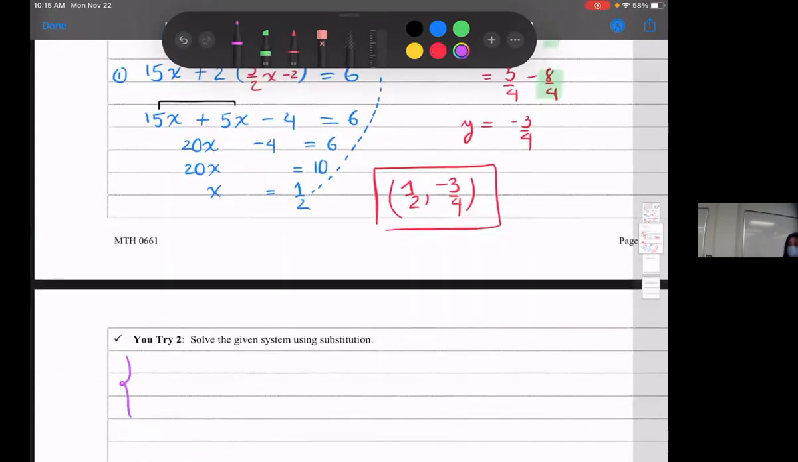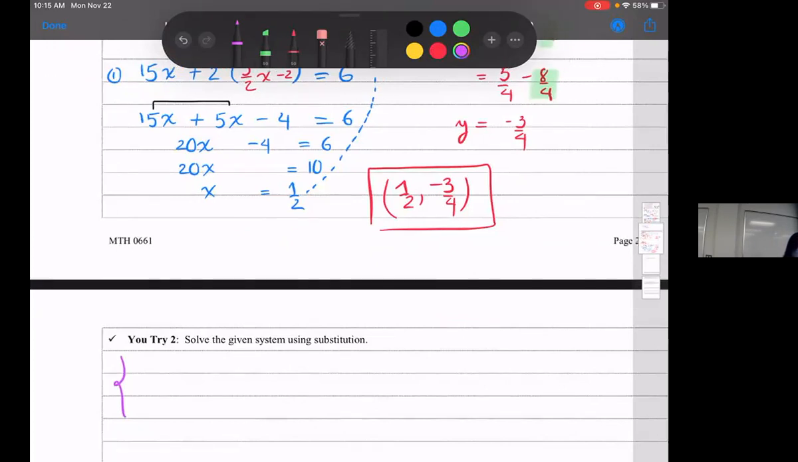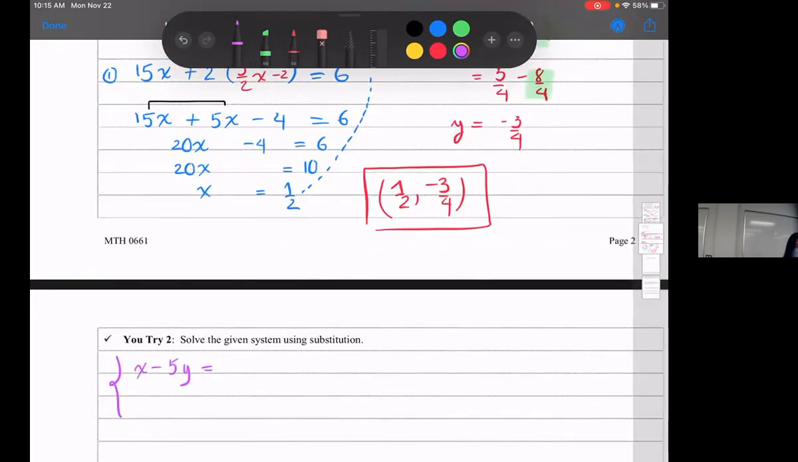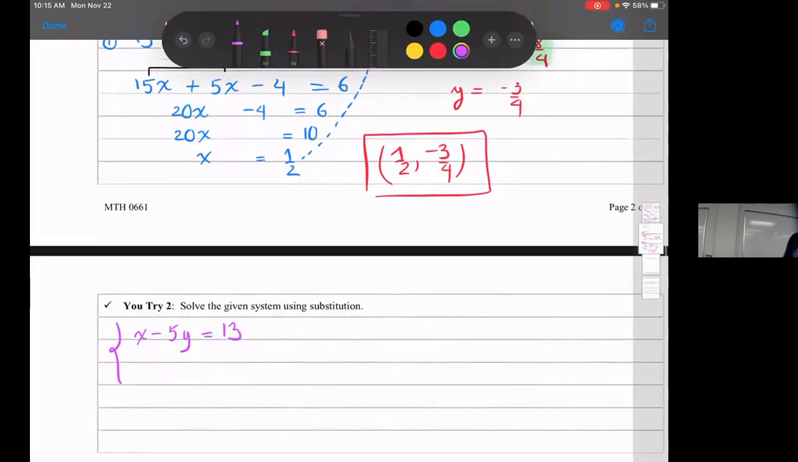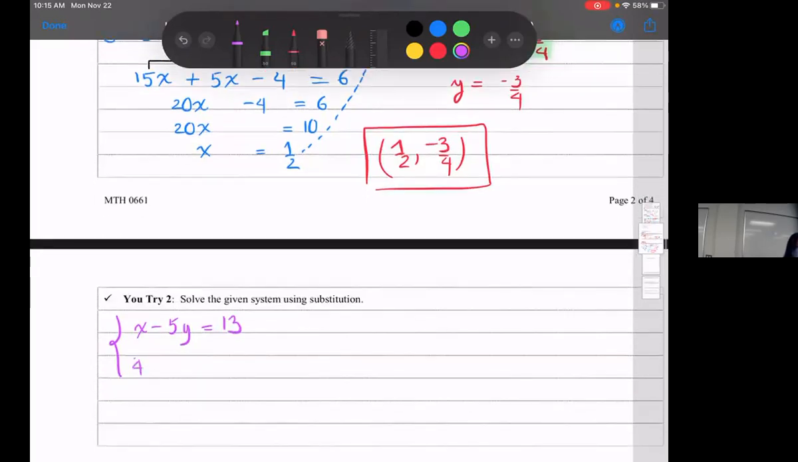You try 2x minus 5y equals 13 and 4x minus 3y equals 1.